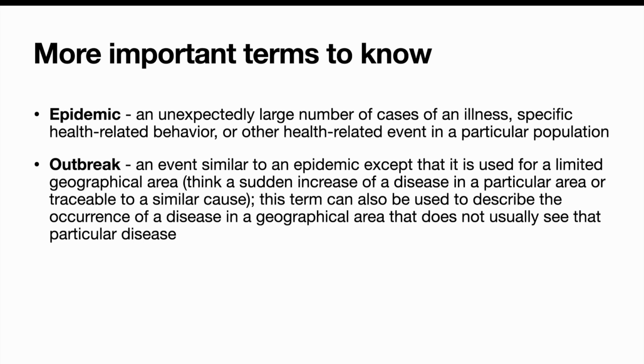A couple of other important terms to know. We have epidemic, which is an unexpectedly large number of cases of an illness, specific health-related behavior, or other health-related event in a particular population. We also have an outbreak, and an outbreak is an event that's similar to an epidemic, except that it is a limited geographical area. So if we think of things like a sudden increase of a disease in a particular area or traceable to a similar cause.